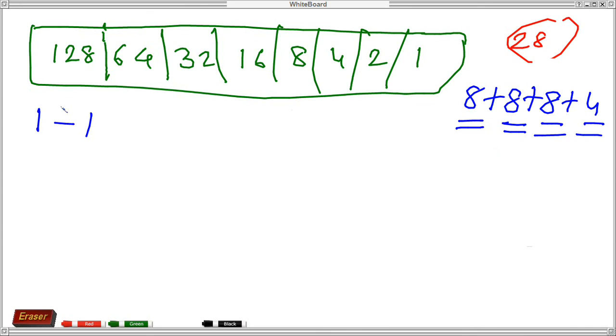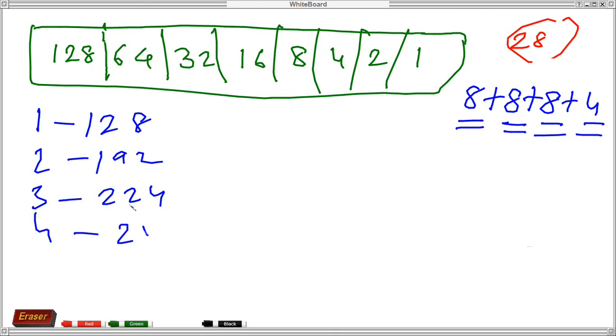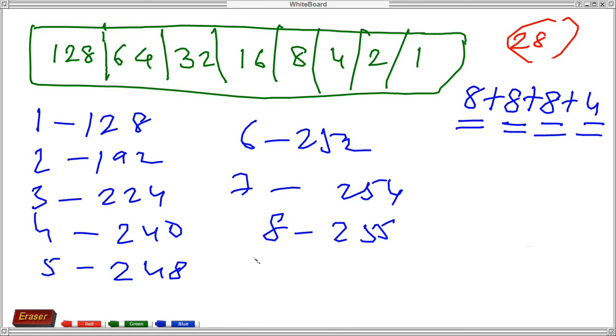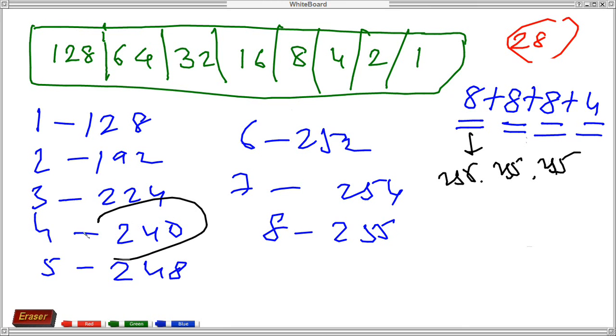First bit, if it is set to 1, is 128. Second bit is 192. Third bit is 224. Fourth bit has to be 240. Fifth bit has to be 248. Sixth, 252. Seventh, 254. Eighth, 255. So I can find out this has to be 255.255.255.240.